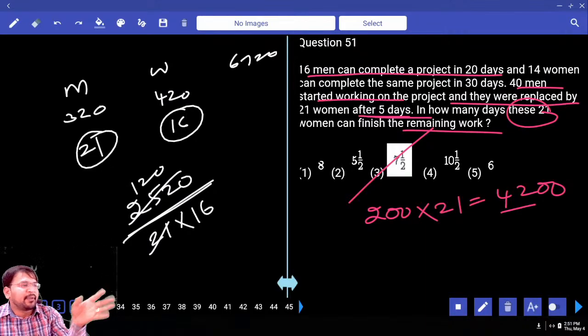Our target is only the remaining work. Remaining work is 2520. That we need to complete with the help of 21 women. In how many days? One woman's work is 16.